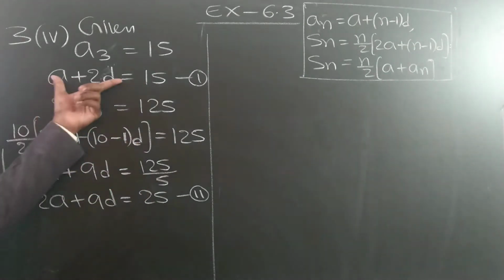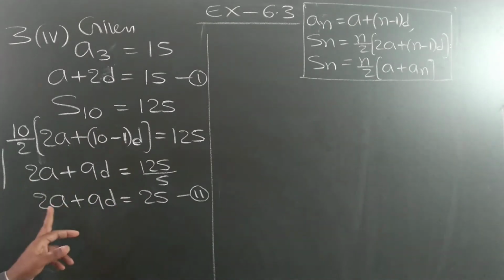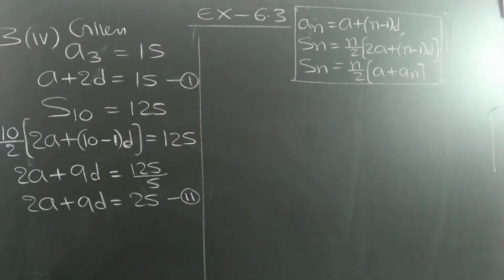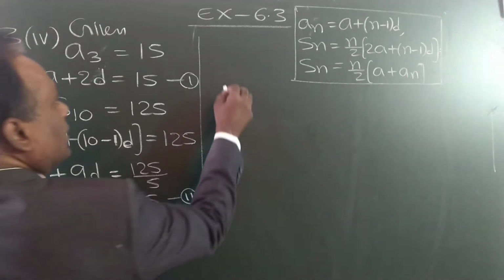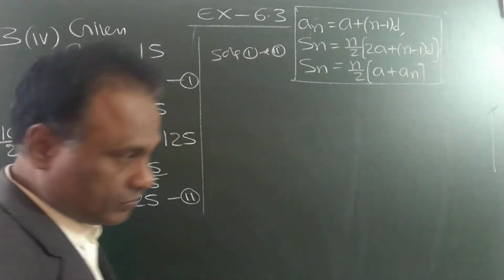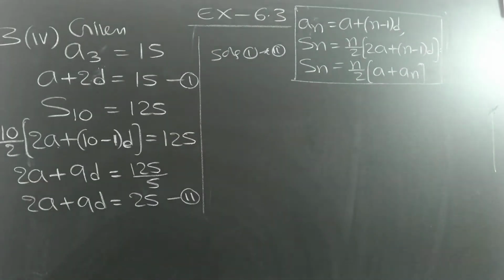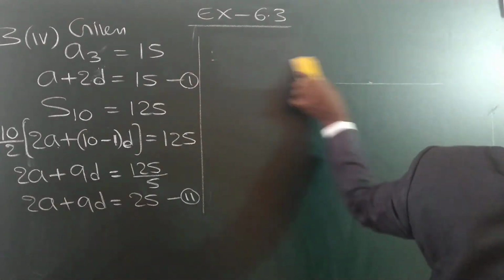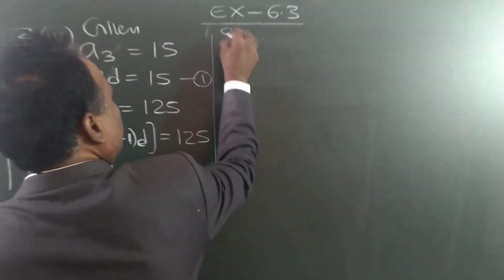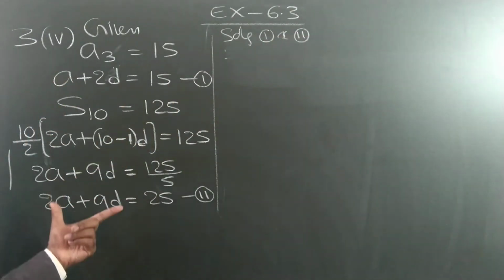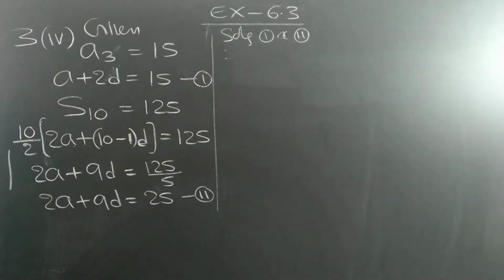Now, solving these two, I will find the a value and d value. How to find the a value and d value? See here, solving 1 and 2. How to solve equations, you know, that is a simple concept. Many times you solved in your lower classes. So here also we solved many times. How to solve these two equations and find the a value and d value, I will explain.